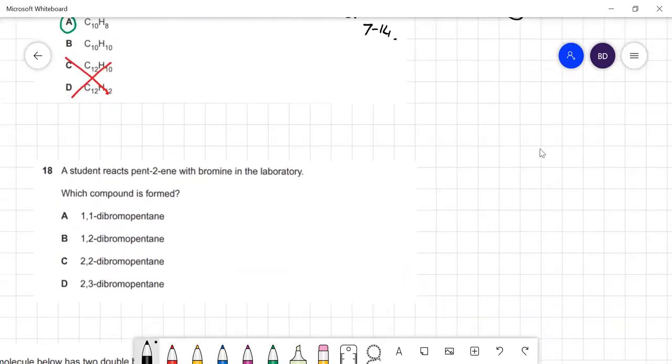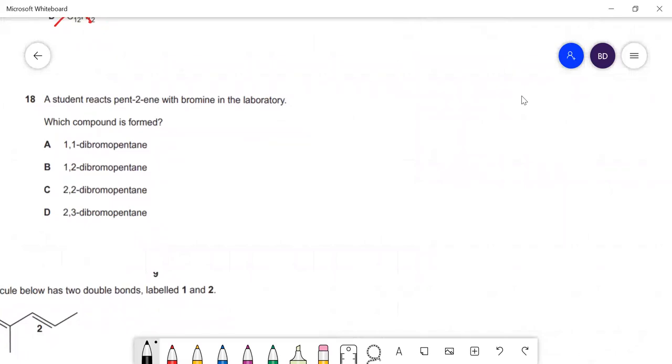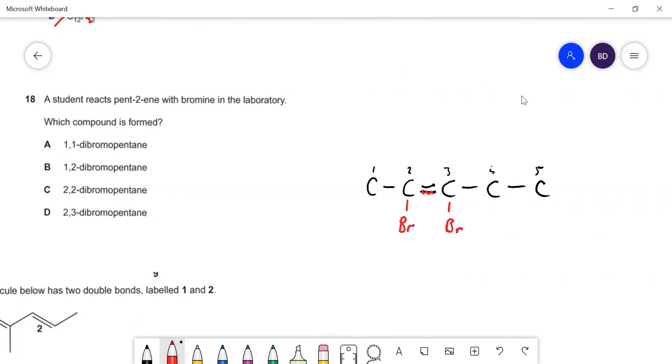Okay, number 18. A student reacts pent-2-ene with bromine in the lab. Okay, what's the compound? So I would draw this out. You wouldn't try and do it in your head because you're likely to make mistakes, or I am anyway. Right, 5 carbons for pent. Okay, it's pent-2-ene. 1, 2, 3, 4, 5. We've got our double bond there. Now, what happens when you add Br2 onto an alkene? You break the double bond, and you add a bromine onto each of the carbons in the double bond. Okay, what's that called? It's called 2,3-dibromopentane. Okay, so that's it there, D.